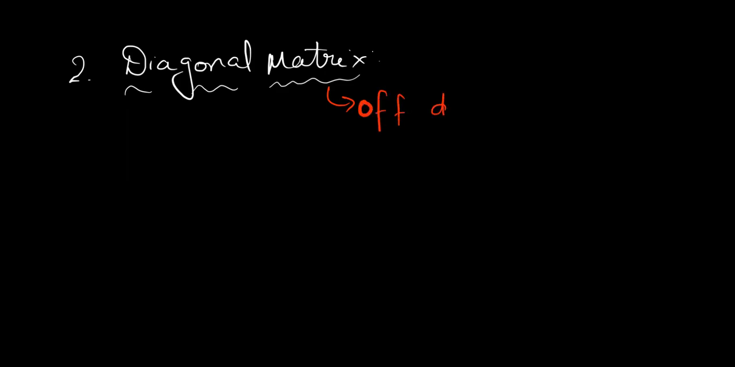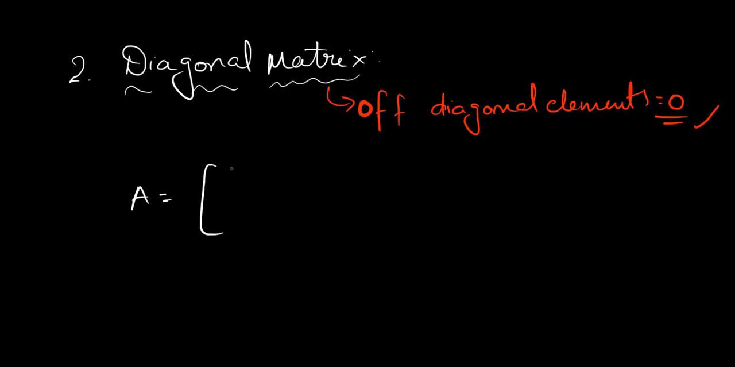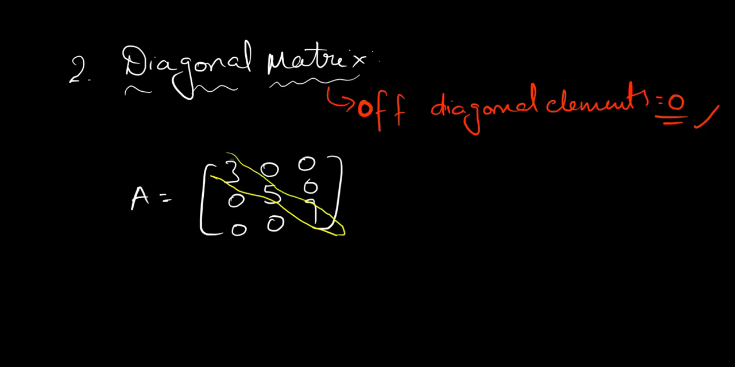In a diagonal matrix, the off diagonal elements are going to be 0. Let us see an example. If we take A, the example is going to be 3 5 and 9 on the diagonal, and the off diagonal elements are going to be 0. For representing the diagonal, this is called the diagonal. You can see it, right, and the rest are called off diagonal elements.